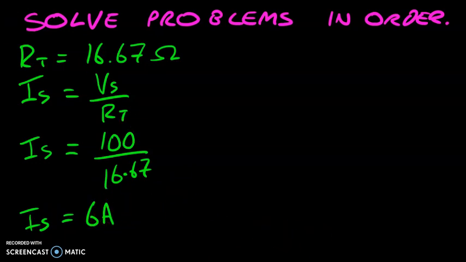Okay, so there we have our value, 6 amperes from 16.67 ohms. Let's move on to the next. We want to look at the current through each branch.